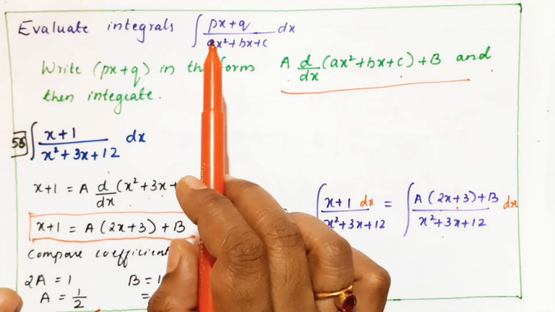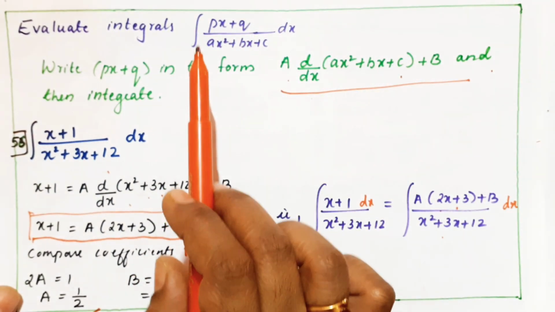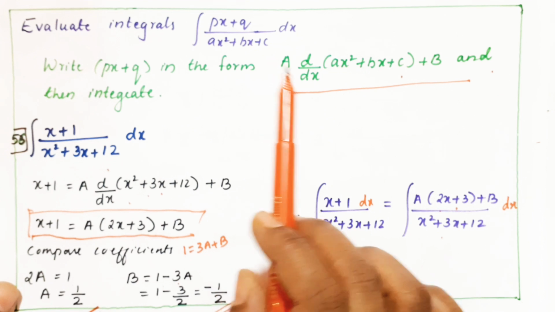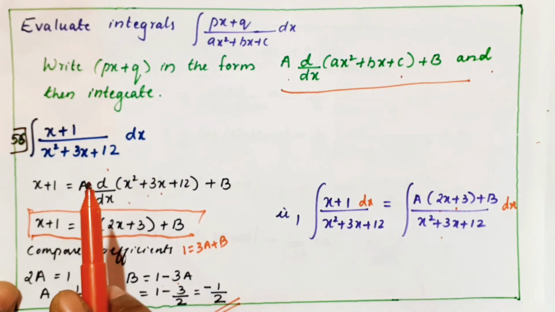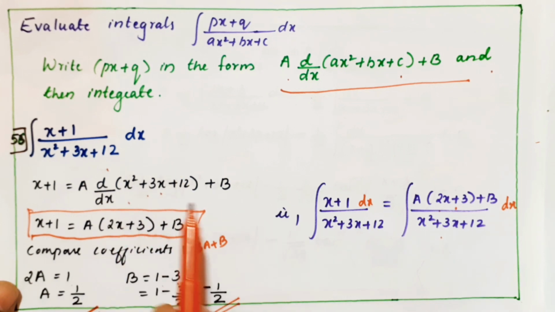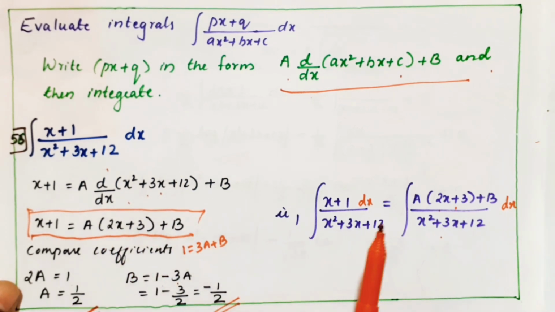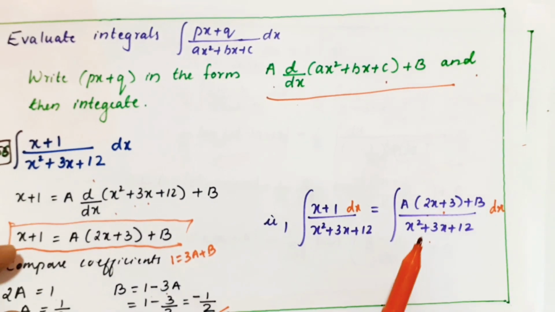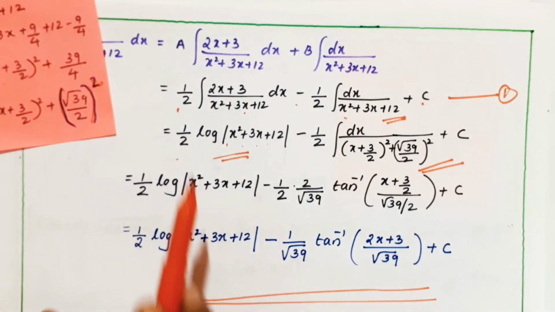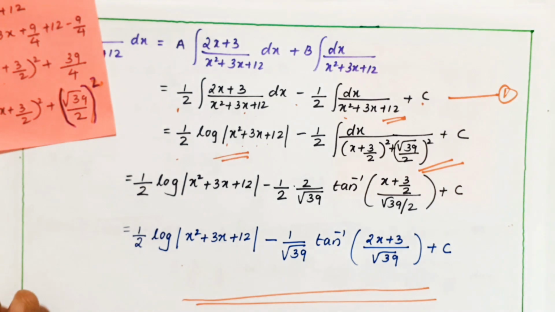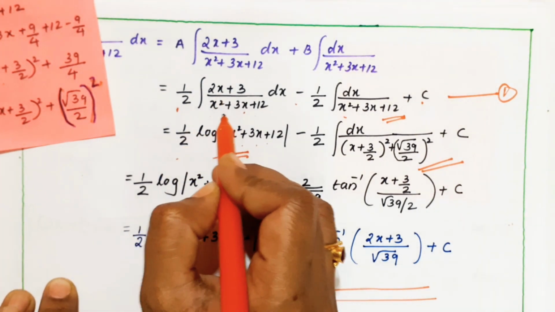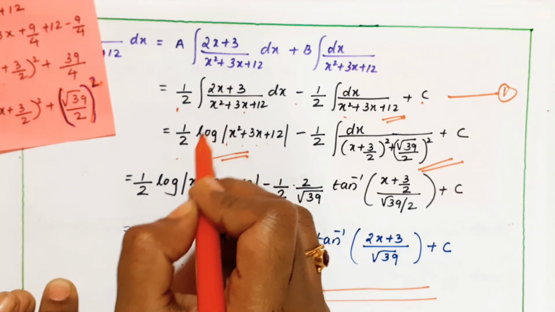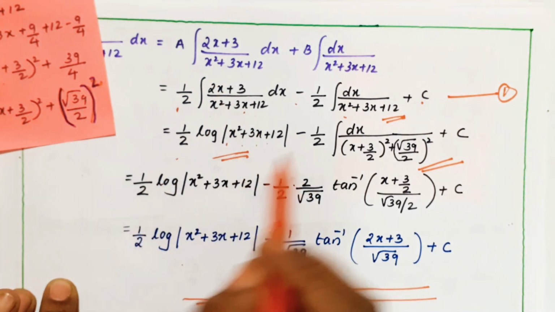If the question is in the form of integral px plus q by x square plus bx plus c, you should remember that the numerator we write is equal to a into d by dx of the denominator plus b. You write it in that form. Split the term. Find the values of a and b. After that you substitute. After substituting, I have seen in the first term its derivative is in the numerator, so I can write it in the form of log.